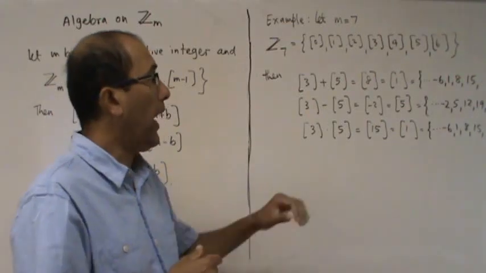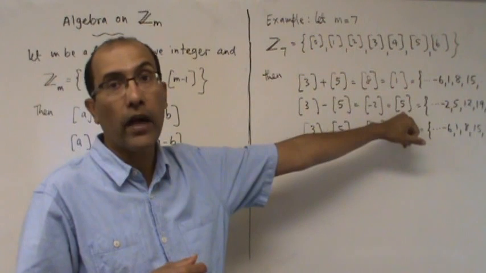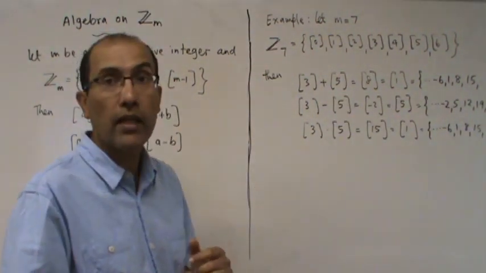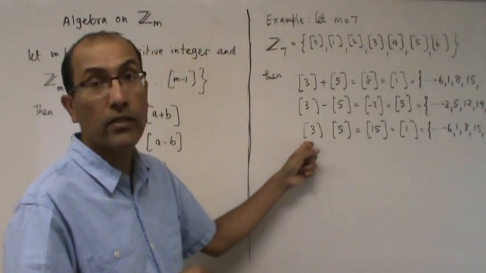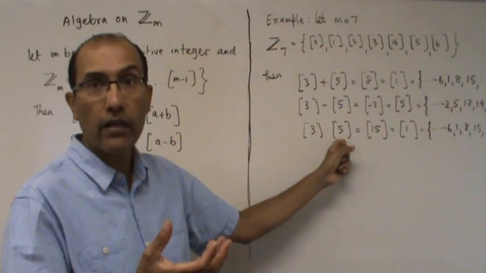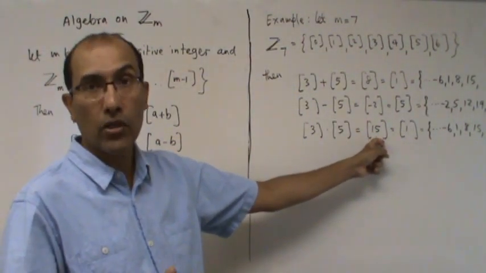I need to add 7 to that, and then I can get the congruence class of 5, and that's that. And I can multiply two congruence classes, 3 times 5: the congruence class of 3 modulo 7 multiplied by the congruence class of 5 modulo 7 gives me the congruence class of 15 modulo 7.